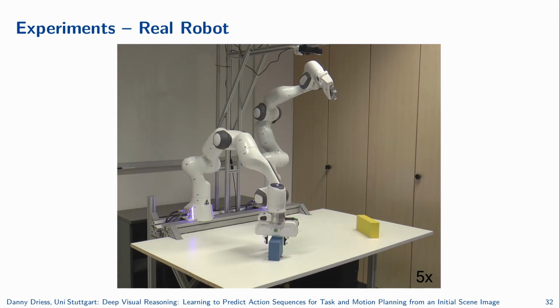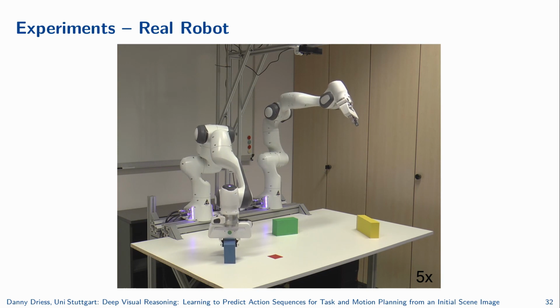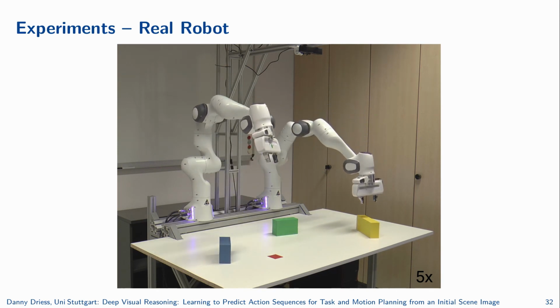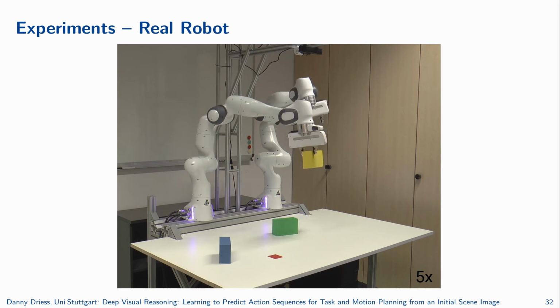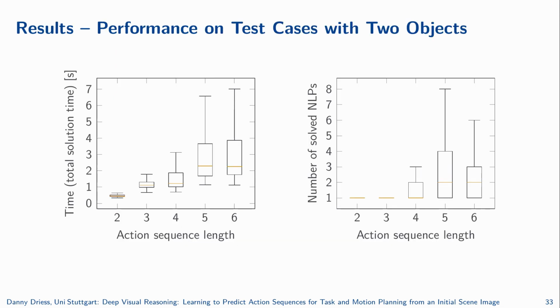Here it will do a handover. By the way, the ability of the system to perform handovers evolves from the parameterization of the trajectory optimization problem and is never explicitly represented. I kind of find the handover solutions interesting. Let's look at some plots.